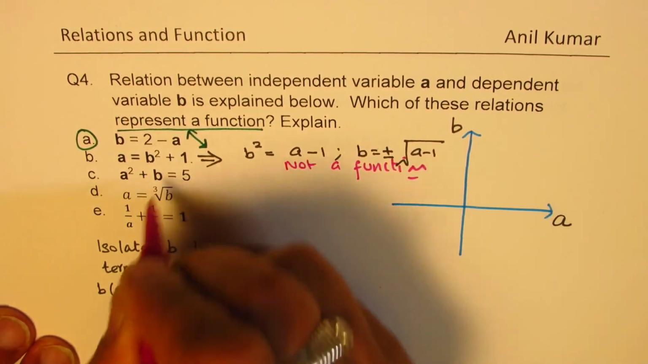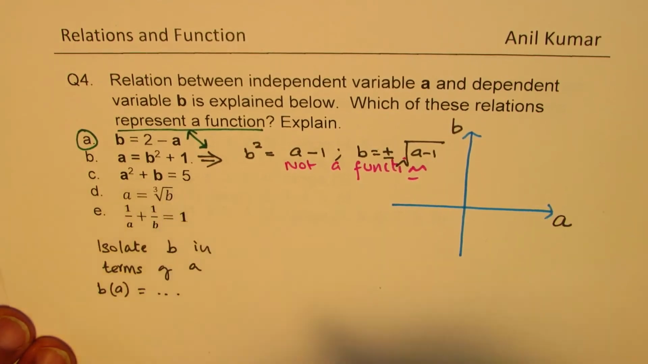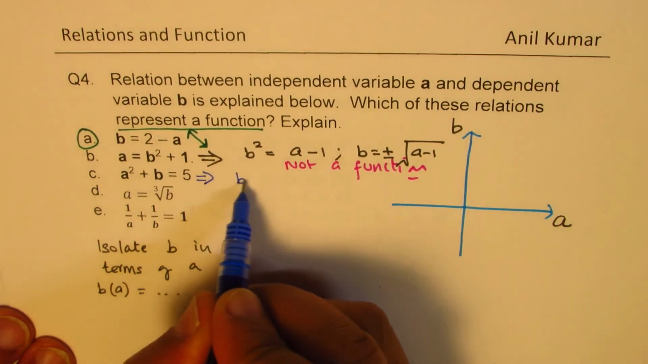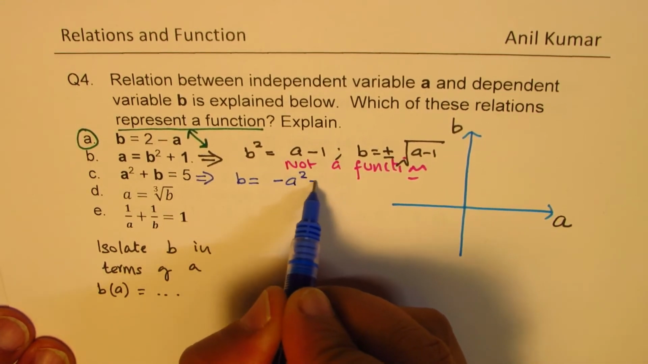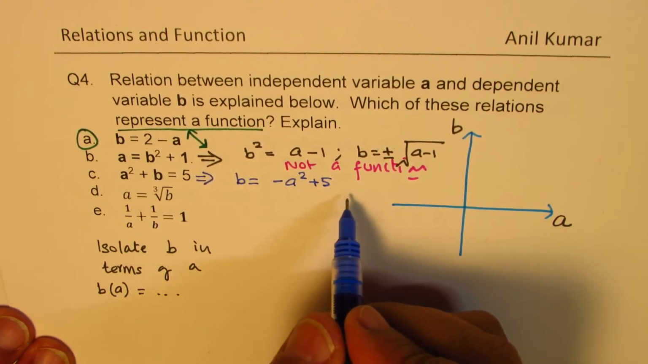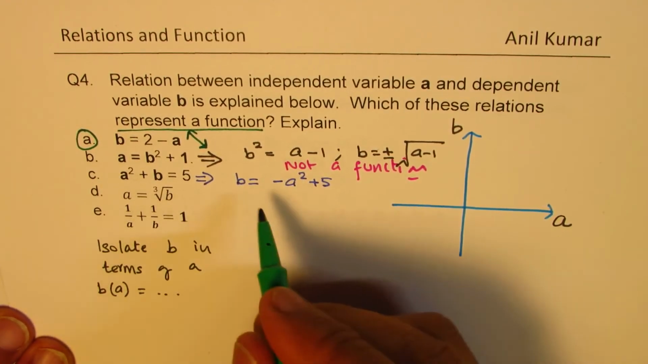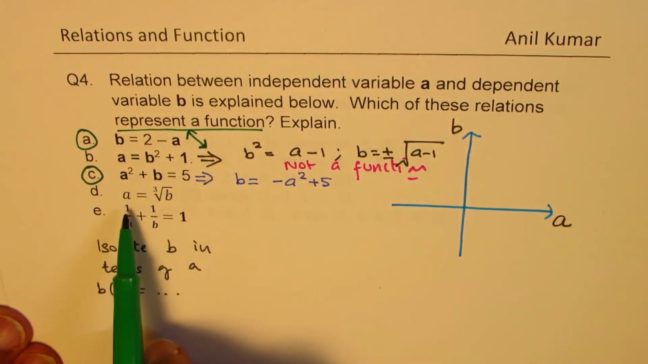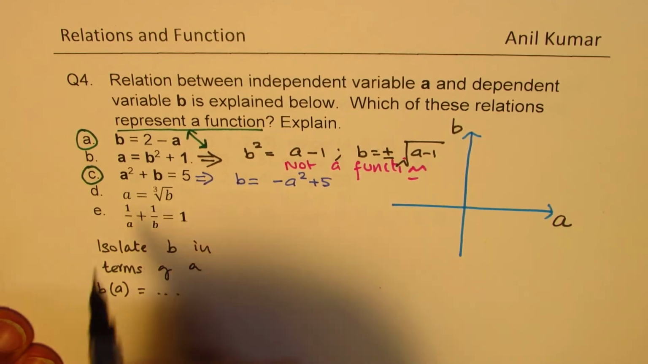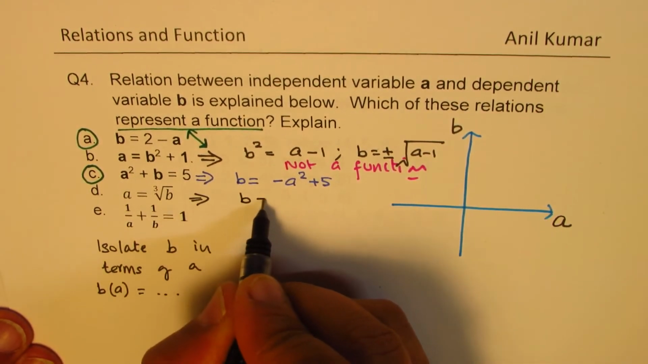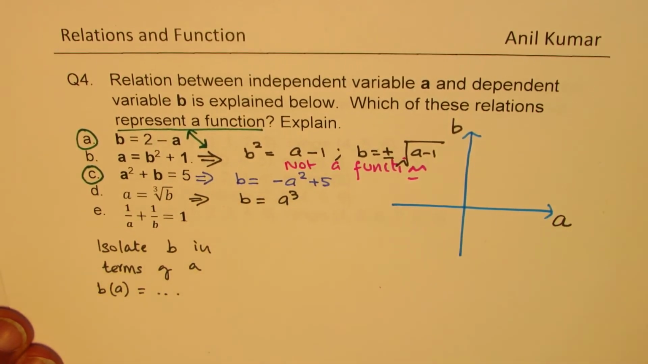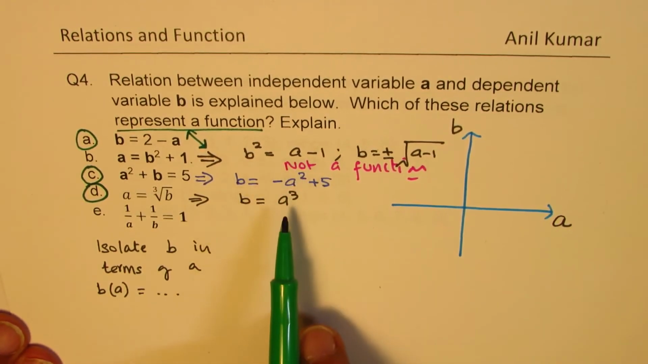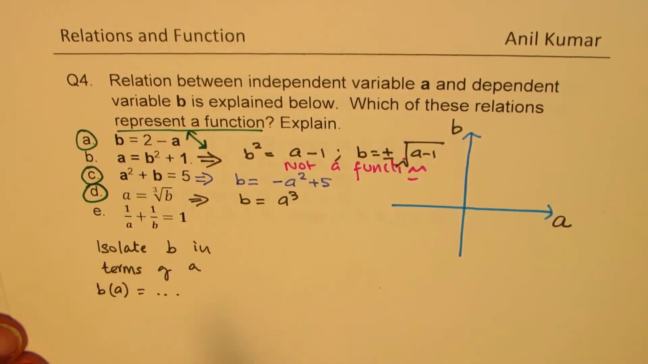Clear? Next one. If I isolate B in this case, what do I get? So in this case, B is equal to minus A squared plus 5. It's a parabola opening downwards. We know it is a function and B is uniquely associated with every value of A. A equals the cube root of B, that gives you B as what? So B is A cubed, that is also a function. So we'll mark this as a function, correct? You may actually now graph these functions and practice.